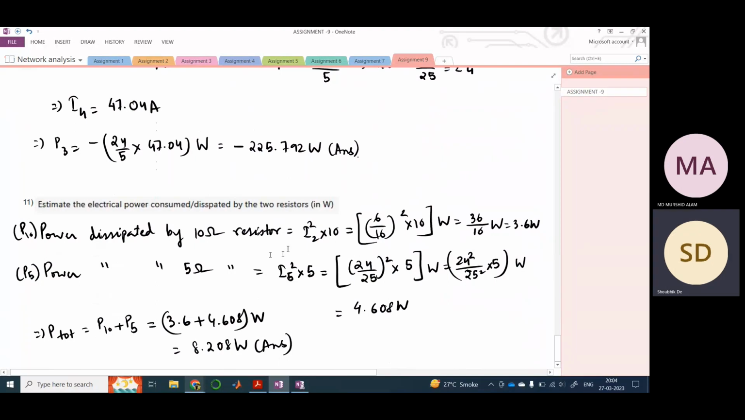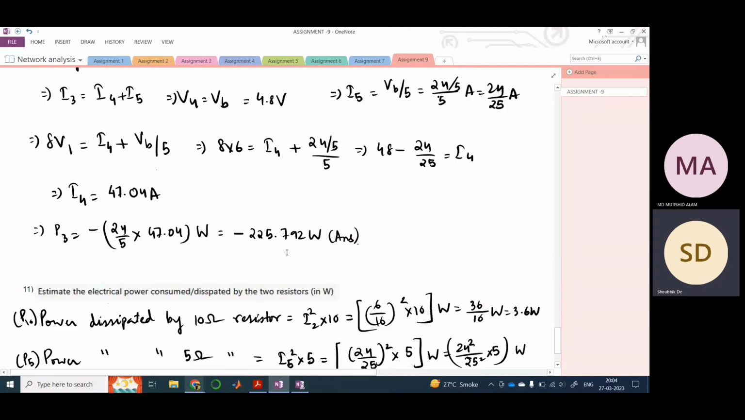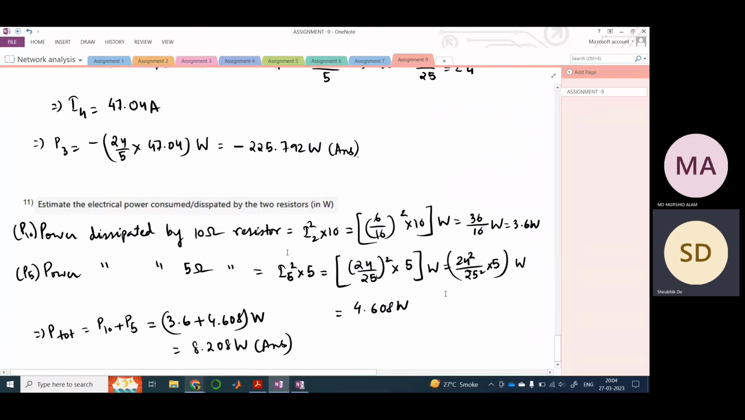So this was all about assignment 9. We have finished quickly today. We won't be solving any extra questions. Next week we'll be looking at assignment 10, which is your two-port theory, two-port problems.